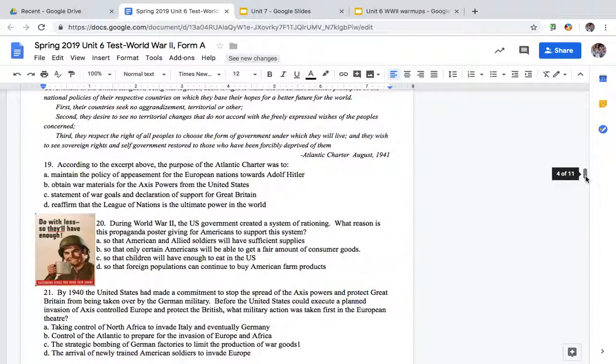C. So that children will have enough to eat in the United States. D. So that foreign populations can continue to buy American farm products.